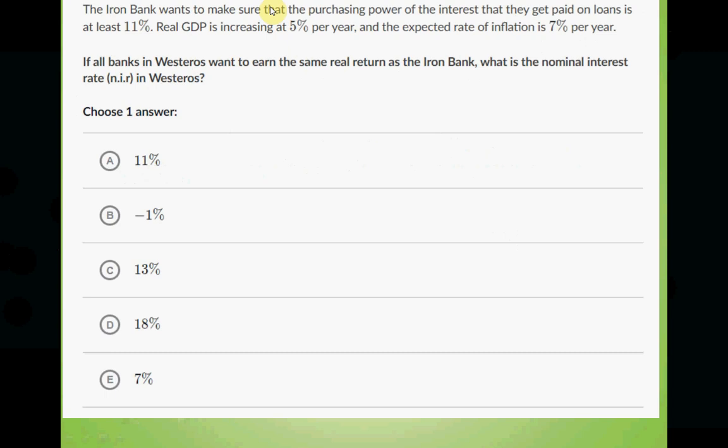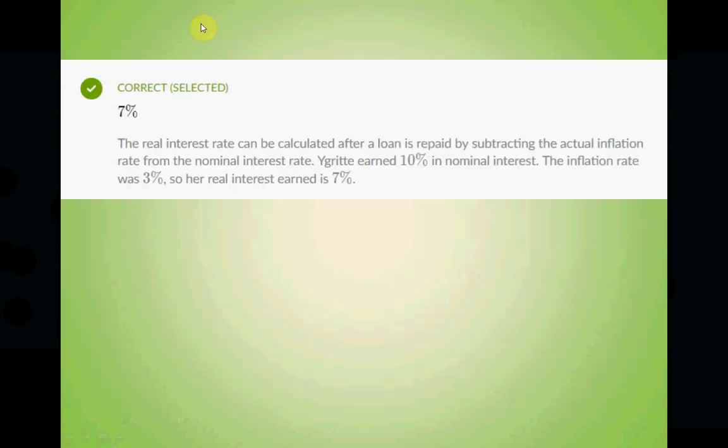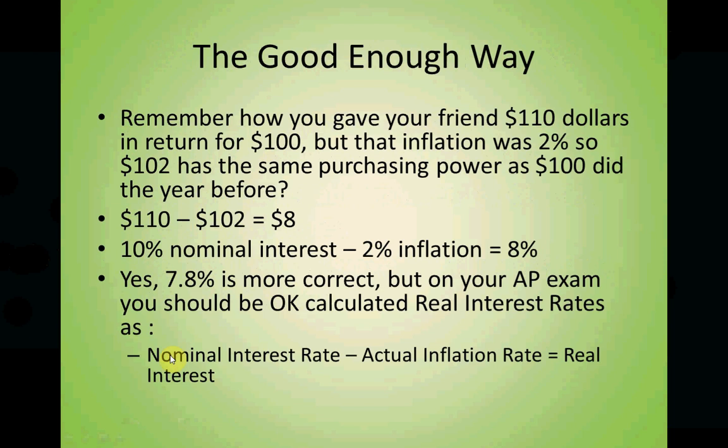Who cares about real GDP? Right? Remember the equation I gave you. Nominal interest rate minus actual inflation rate will give you the real interest rate. Nominal, actual, so nominal interest, actual inflation.